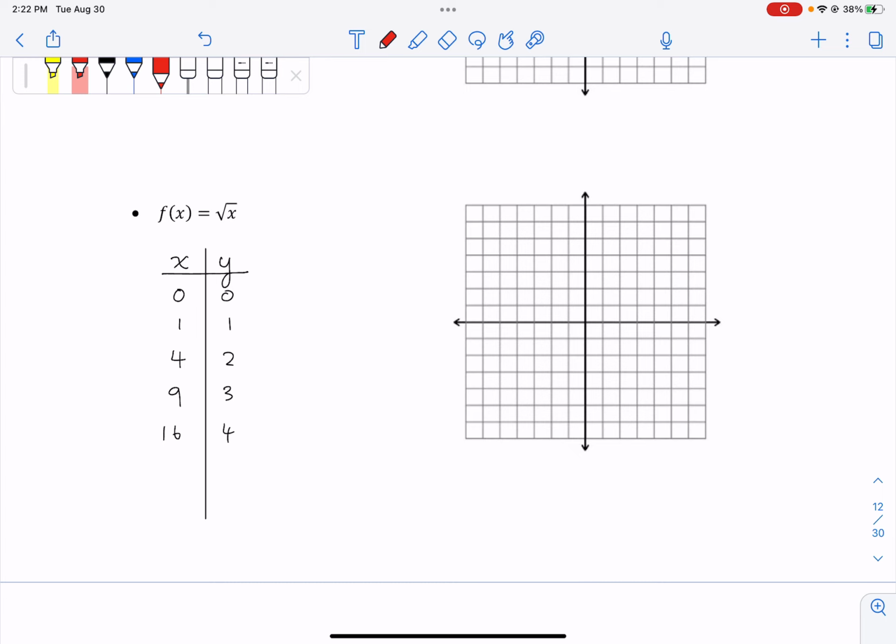I pick these numbers because it's actually really nice to graph. 0, 0. 1, 1. 4, 2. I'm out of space for 9, 3, but there you are. And oops, you have a parabola, or half of a parabola, that looks like this.